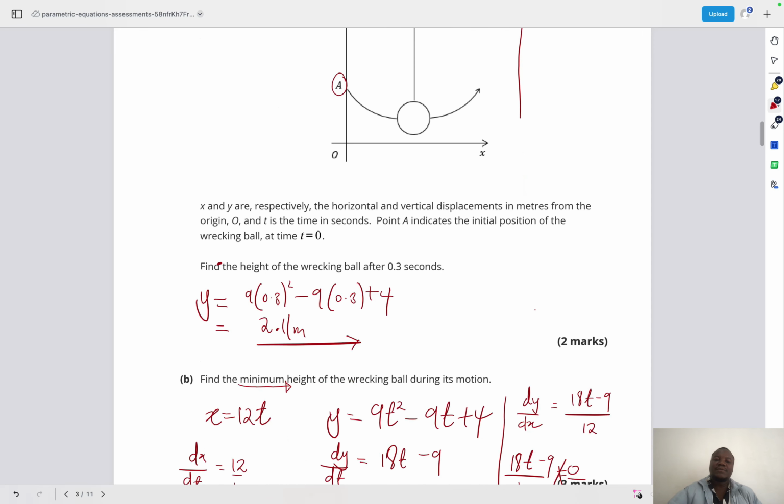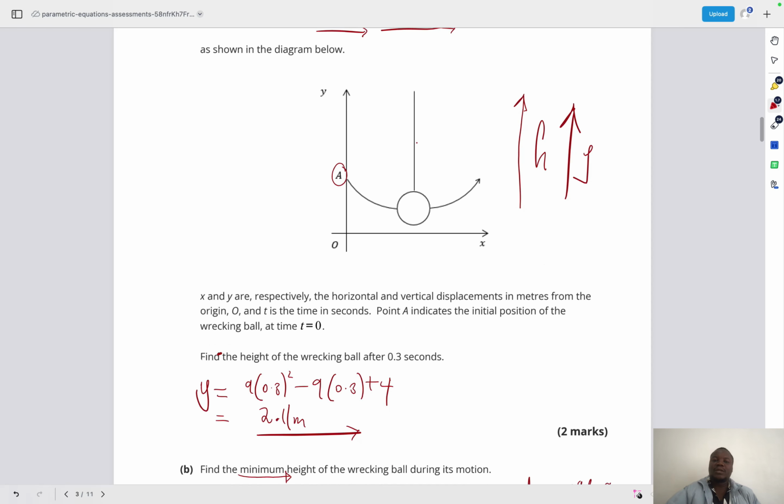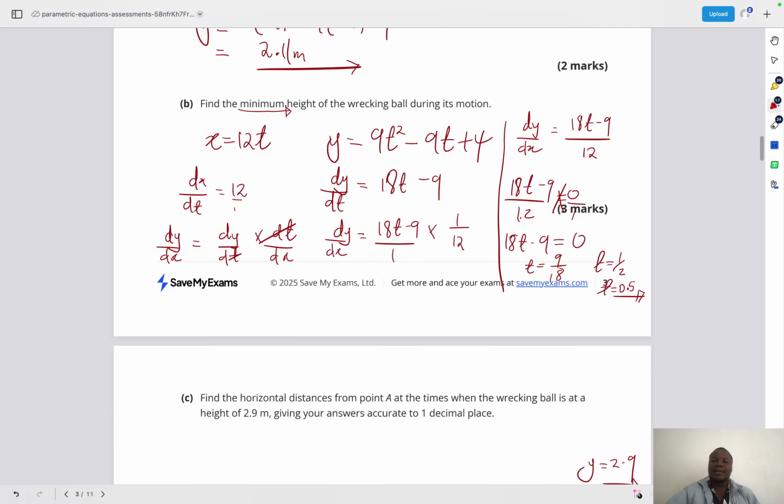But the question says find the minimum height. Remember that height is given along the y-axis. So since we know the time at which it's at its minimum height, we are going to get the y equation and replace t with 0.5 in order to get the minimum height. That should be very simple. I'll write here y should be equal to 9 times 0.5 squared minus 9 times 0.5 plus 4.